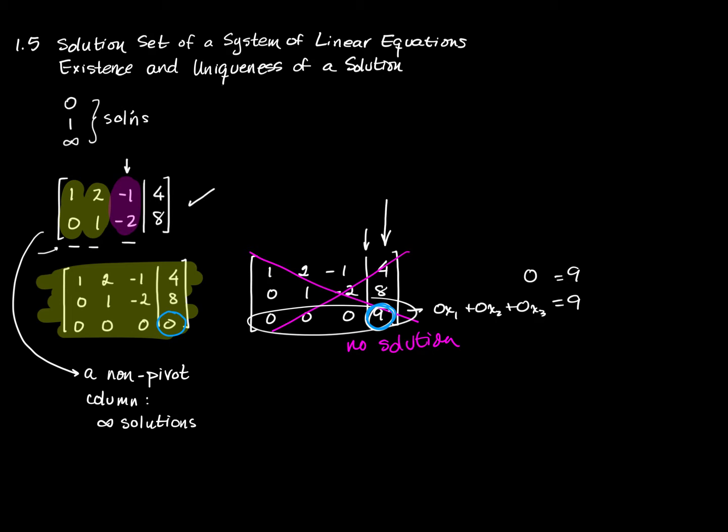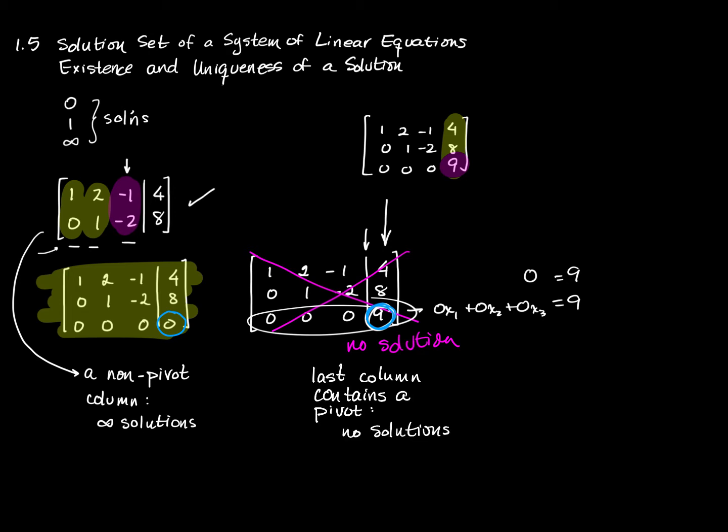If I rewrote this matrix without the bar, I would have 1, 2, -1, 4, 0, 1, -2, 8, 0, 0, 0, 9. And this last column here, this is a pivot column because the 9 is a pivot, right? That 9 is a pivot. So when I have a pivot column in the last position, the last column is a pivot column, then there are no solutions. Let me provide one more matrix here for us to play with.